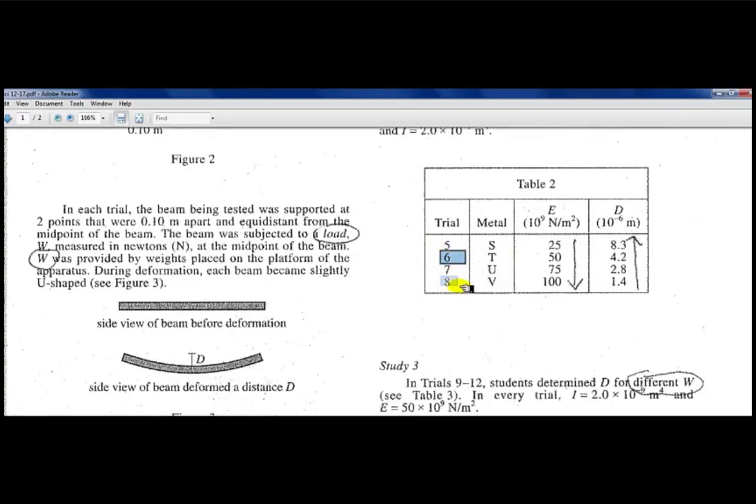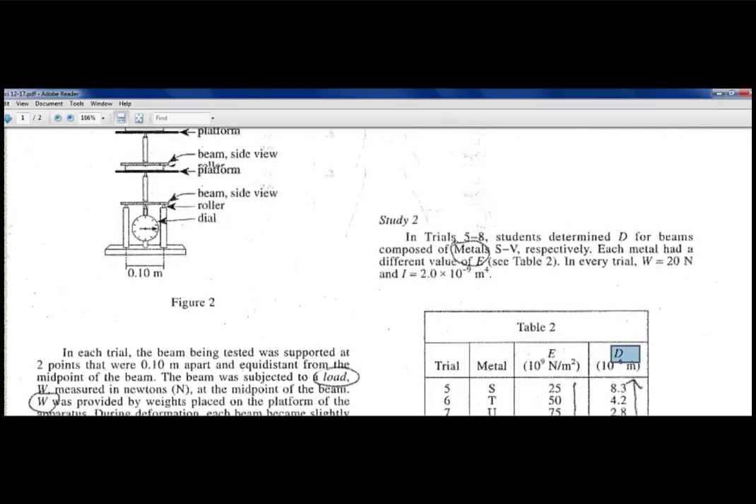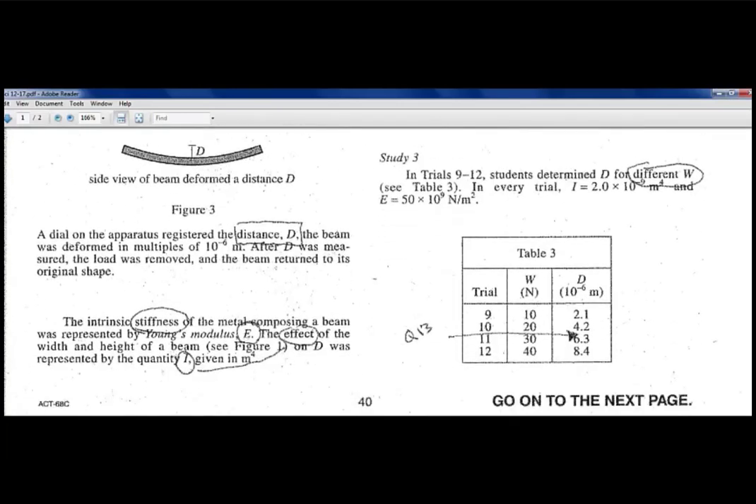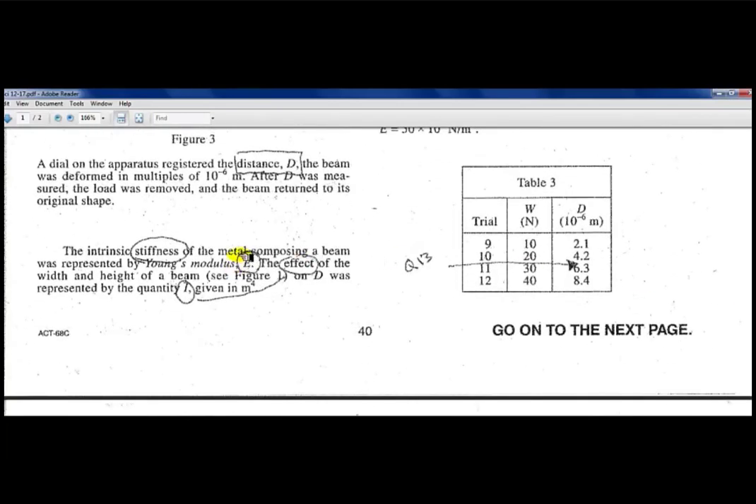And trial 8 is here. And now we're dealing with E and distance. So if you look over here, if you remember what E is, E from the mini introductory paragraph is here. And E says it's the stiffness.